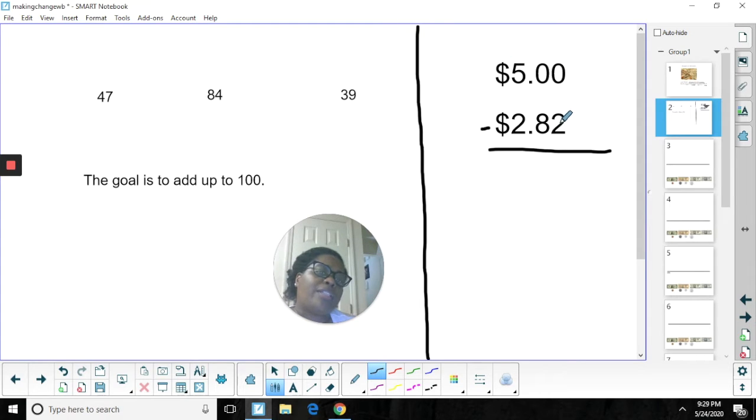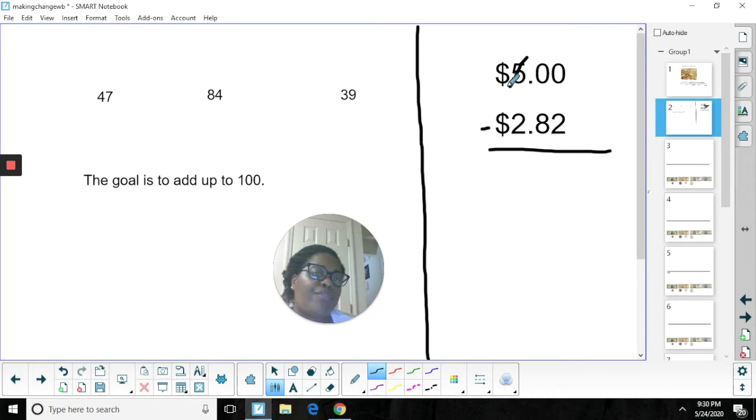If we look here, we see we have a 2 here. We cannot take 2 from 0, so we know we need to go to the next place. We cannot take 8 from 0. So then we have to go to the hundreds place. Oh, I see we have a 5 here. Now we can start borrowing.